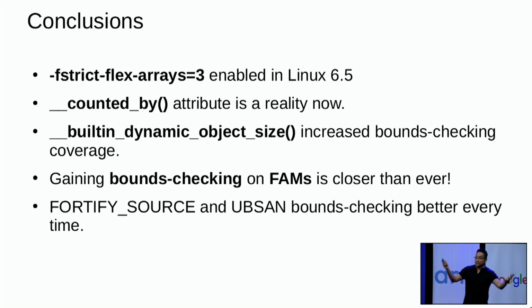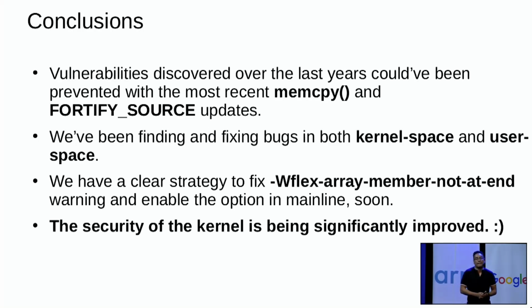And well, conclusions. Strict flex arrays is enabled. The counted-by attribute is a reality. We are now using builtin object size, and with that, we are considerably increasing the coverage of bounds checking. So we are basically gaining bounds checking on flexible array members. And fortified source and UBSAN benefit from this. A lot of the vulnerabilities of recent years could have been prevented with the recent fortified version of memcpy. And we are fixing bugs in user space too, and also, of course, in kernel space.